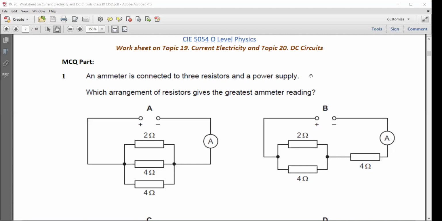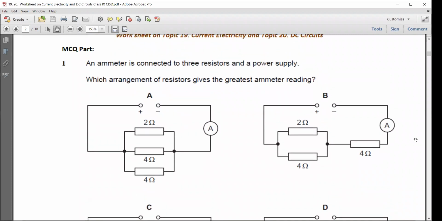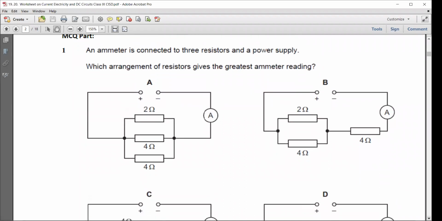So as they are asking you about the current, you have to find the current from here. For getting current, what do you need? Voltage and resistance. So in the question they are saying an ammeter is connected to three resistors and a power supply. We are thinking the power supply is the same for all of them. As the power supply is the same, the voltage remains the same. Now the current will only depend on resistance, right?